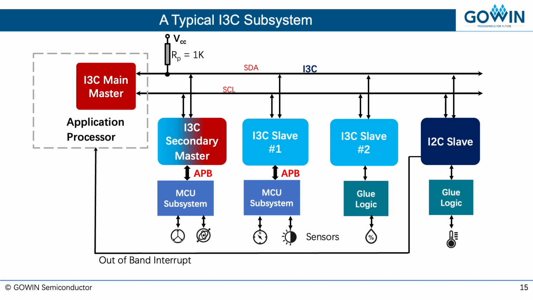In the subsystem, there are just plain I3C slave-only devices that are connected to the I3C bus as shown above. And the legacy I2C devices on the I3C bus that need a separate interrupt line to the application processor can also be present. There is only a single pull-up resistor on the SDA line of this I3C subsystem.